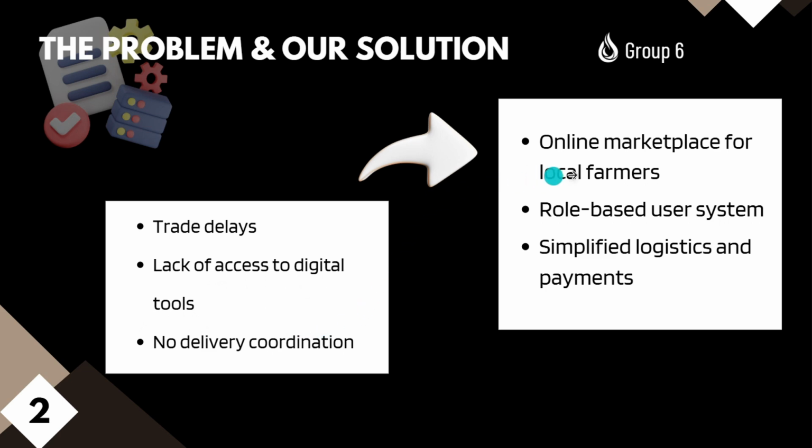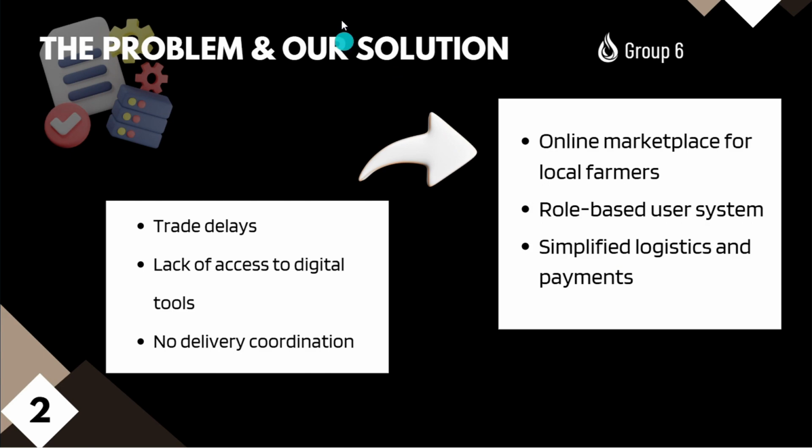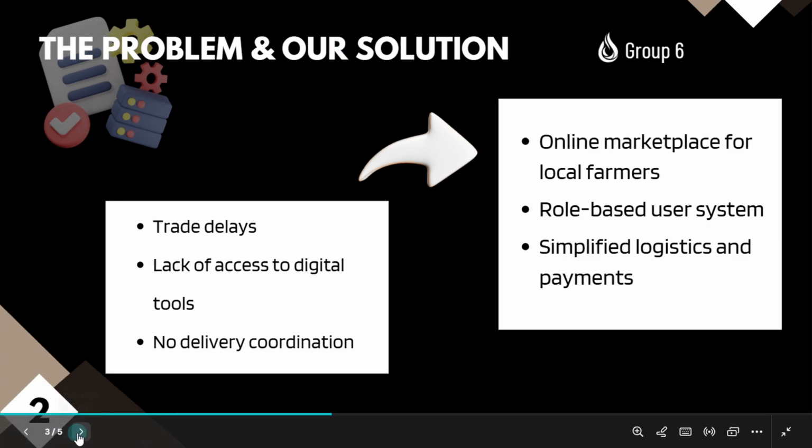Then, AgriMarket solved this by connecting everyone on one platform. Sellers can list products, buyers can order and pay online, logisticians manage deliveries, and administrators make sure everything runs smoothly. It's like a simple, smart online market.